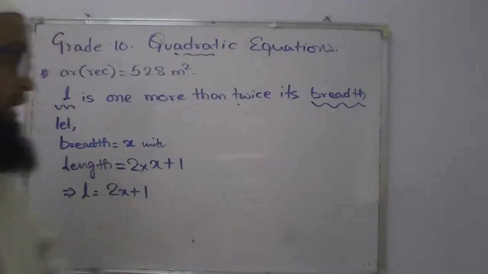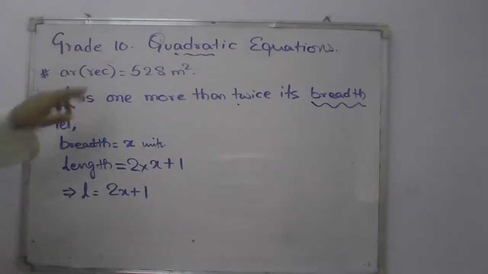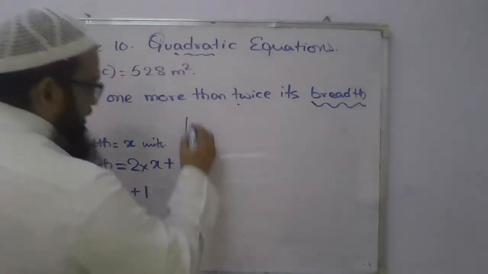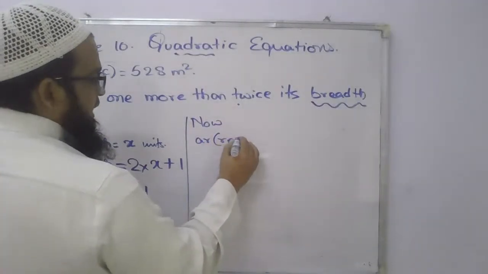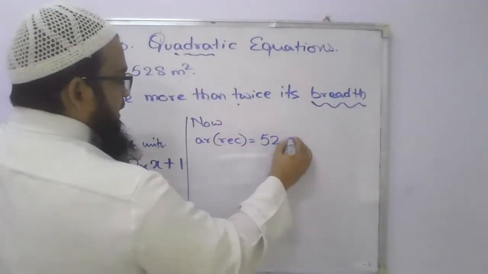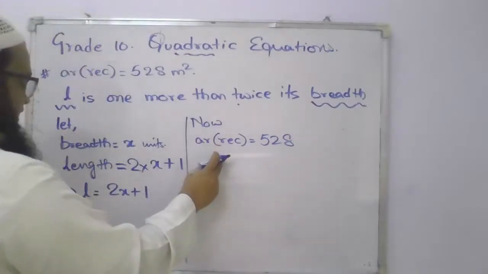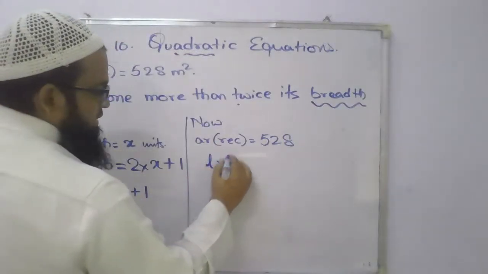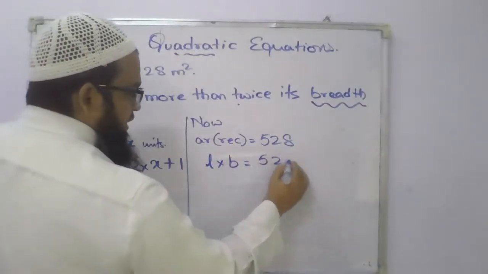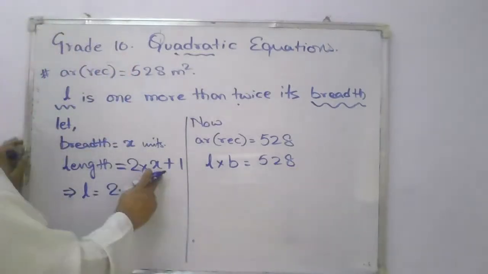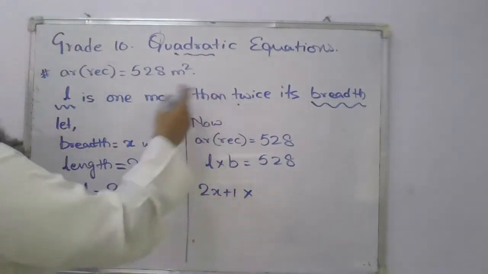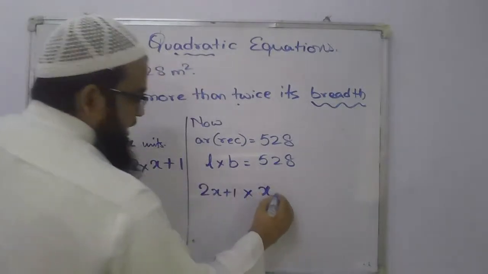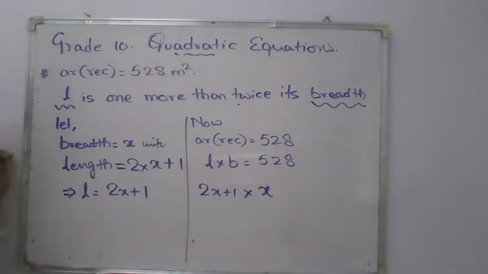Nothing else. So now what is given? Area of rectangle is equal to 528 meters square. So what is area of rectangle? We know it is length into breadth is equal to 528. So what is length? 2x plus 1, multiplied by breadth, which is x units. Can you write like this? No, you cannot write.